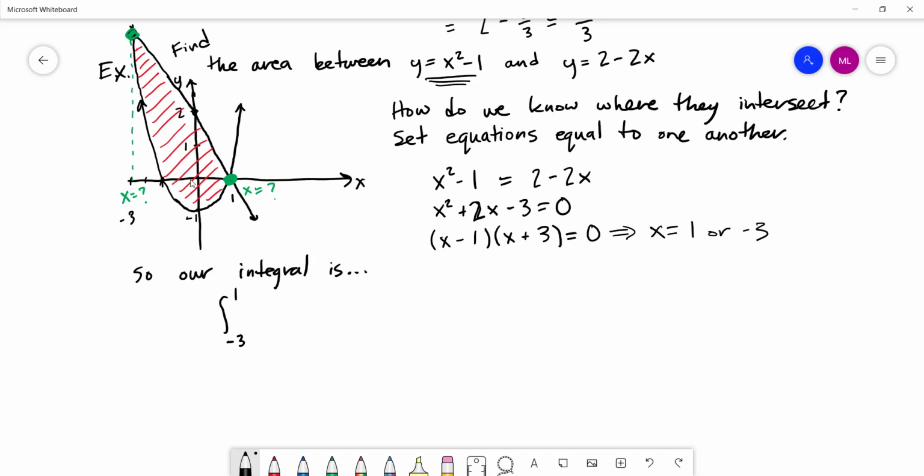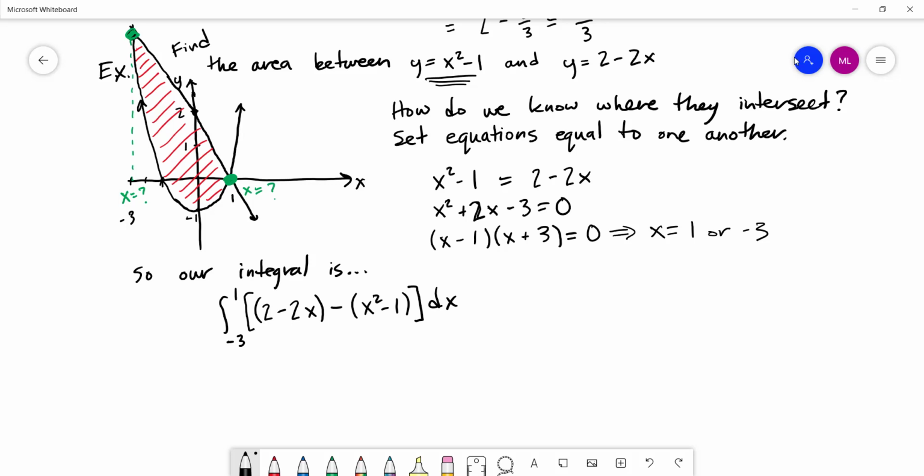And so looking at this picture, which curve is on top and which is on bottom? The line is on top, so that's the 2 minus 2x. That's our top curve. Do this in parentheses. And then we're subtracting the bottom curve, which was the parabola, which is the x squared minus 1. So there is our top minus our bottom times dx.